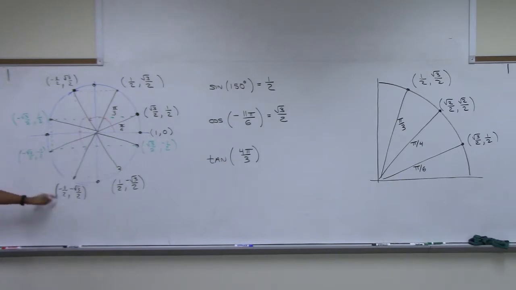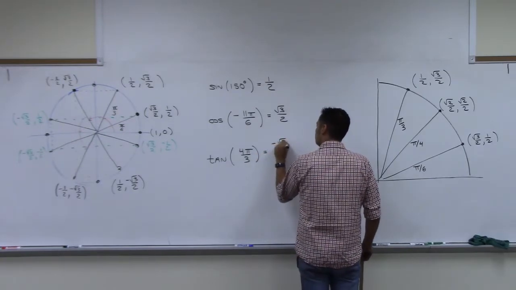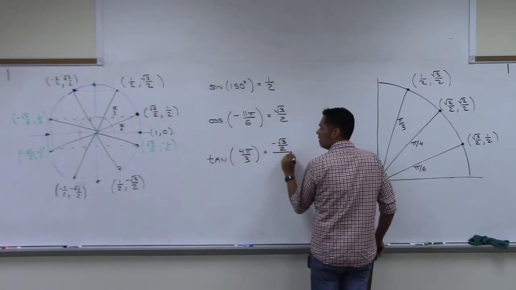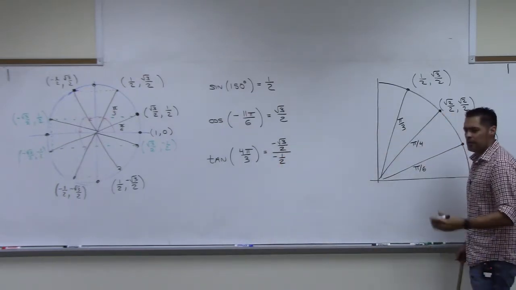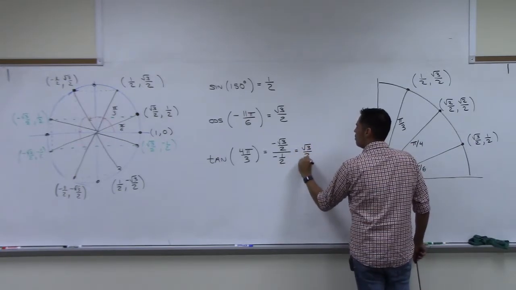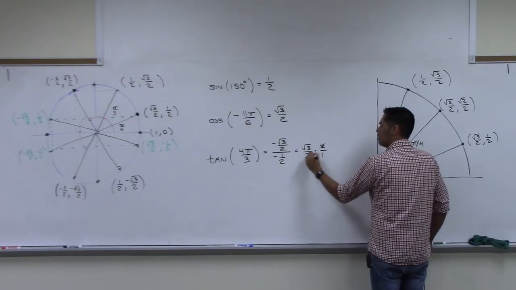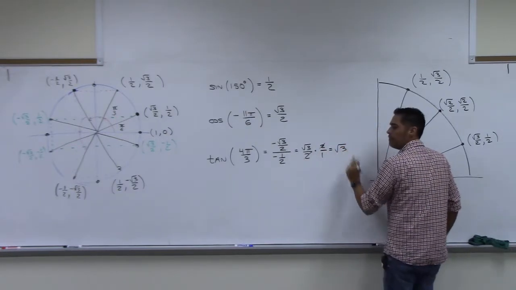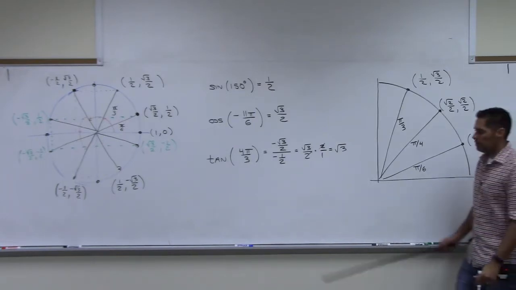Tangent is the y coordinate divided by the x coordinate. So I'm going to take negative root 3 over 2 and divide it by negative 1/2. Negative over negative is positive. So this is really root 3 over 2 times the reciprocal, so 2 over 1. The 2's cancel and you just get root 3. Turning division into multiplication of the reciprocal.